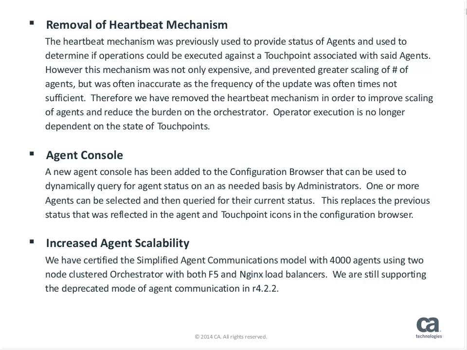And just to note, we were planning to remove the old mode of agent communications in our next release. We've held off on that, and so in 4.2.2, you still have the option of using what we call the deprecated mode of agent communications, the old bidirectional transient communication link methodology, or you can move to the simplified agent communication model, where the agent essentially establishes a communication socket to the orchestrator, and that socket is persisted, and all communication is now sent down that persistent socket.